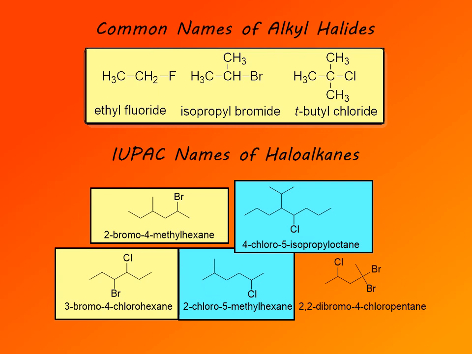You may want to pause the video here and try to name these on your own and then match your names with the names that are provided here. And finally, one trihalide. Make sure that you get the longest chain correctly here. It has 5 carbons, so it's pentane. And so it's 2,2-dibromo-4-chloropentane. Again, the smallest set of numbers is 2, 2, 4.